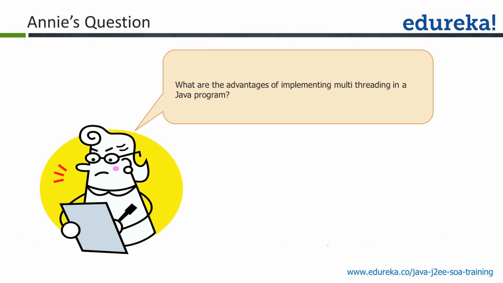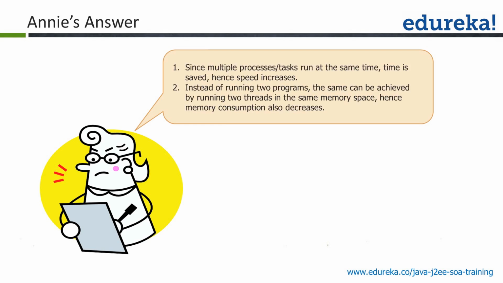So what are the advantages if we implement multi-threading in a program? Number one, you need to identify why you need multi-threading. You need multi-threading for the long running operations. So multiple processes or tasks are going to run at the same time and hence they will save time and save speed. Other than that, running two different programs, they can be managed in the same process by running two different threads. So memory consumption also decreases.